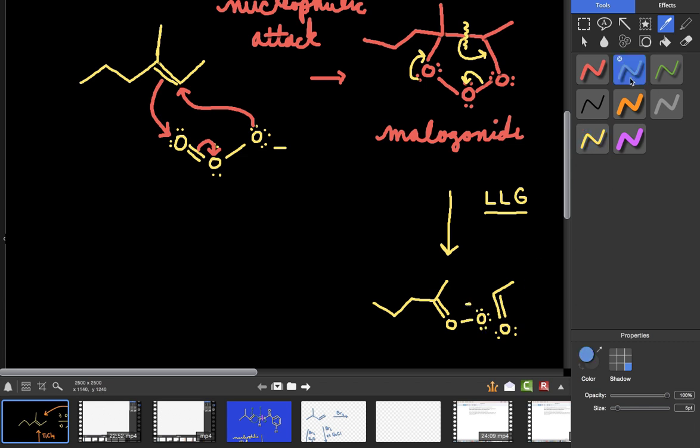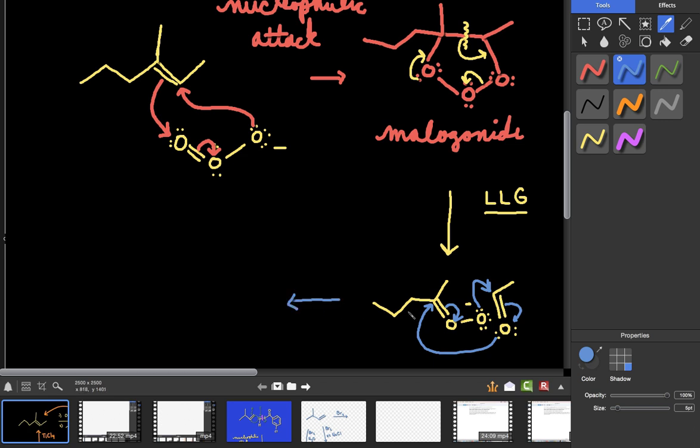In this next step, we're going to have nucleophilic attack, this time onto the carbonyl carbon. So the nucleophilic attack is from the negatively charged oxygen. This bond is going to break and leave a lone pair, and one of these lone pairs is going to attack this carbon, and of course this pi bond breaks and makes a lone pair on oxygen. This results in a net rearrangement from a malozonide to an ozonide.